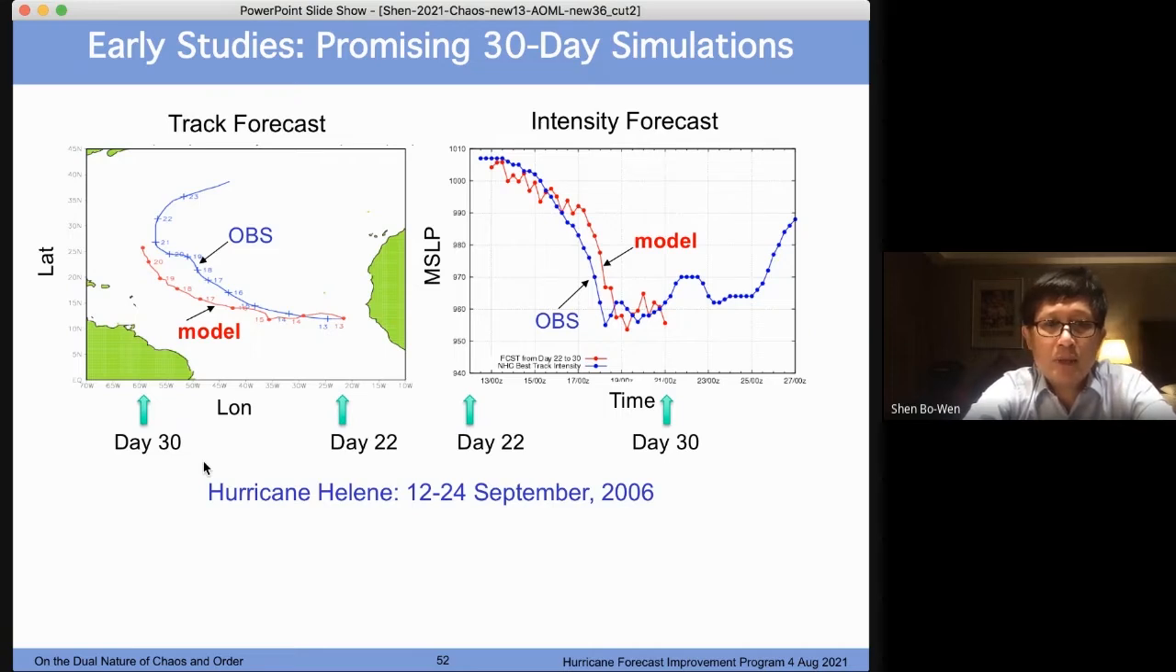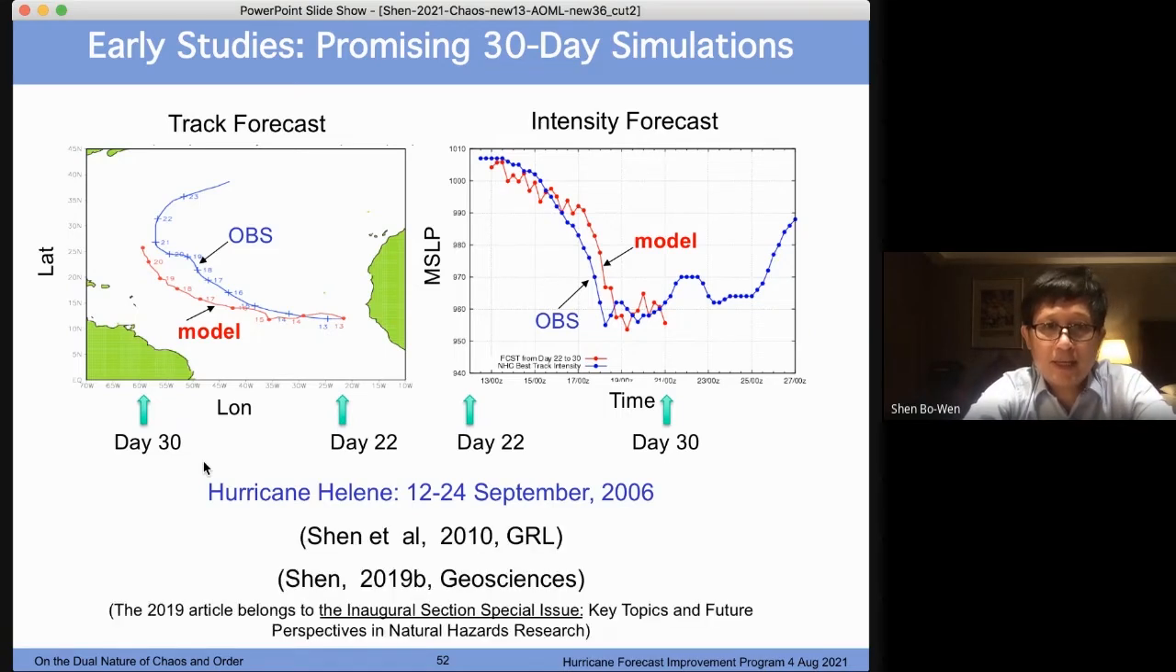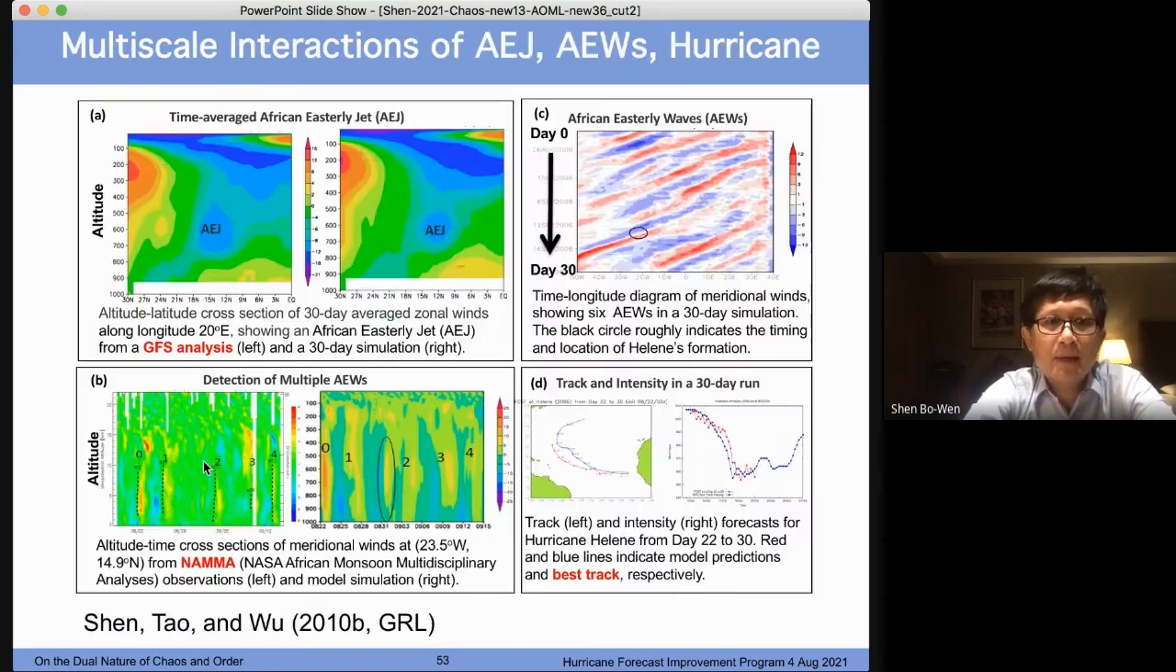We were lucky to publish the result quite smoothly 10 years ago. Related results also appeared in a review article in 2019. This slide provides additional analysis for the same case.